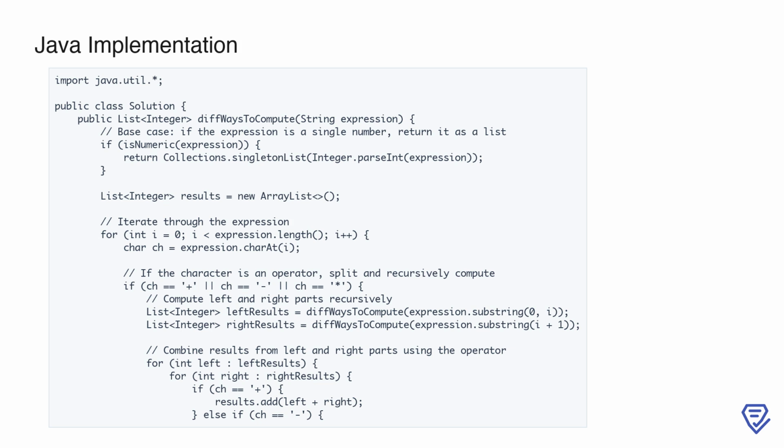This is achieved using the helper method isNumeric to check if the input consists solely of digits. Next, we initialize a list called results to store all possible outcomes. Then, we iterate through each character in the expression.